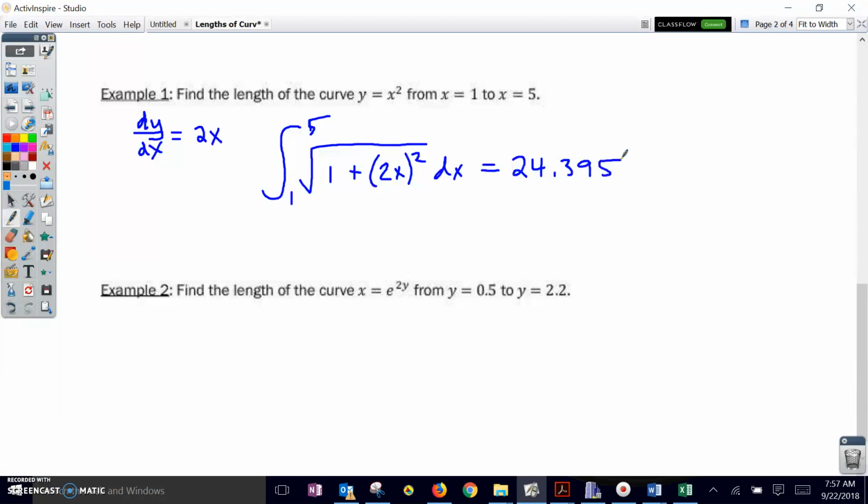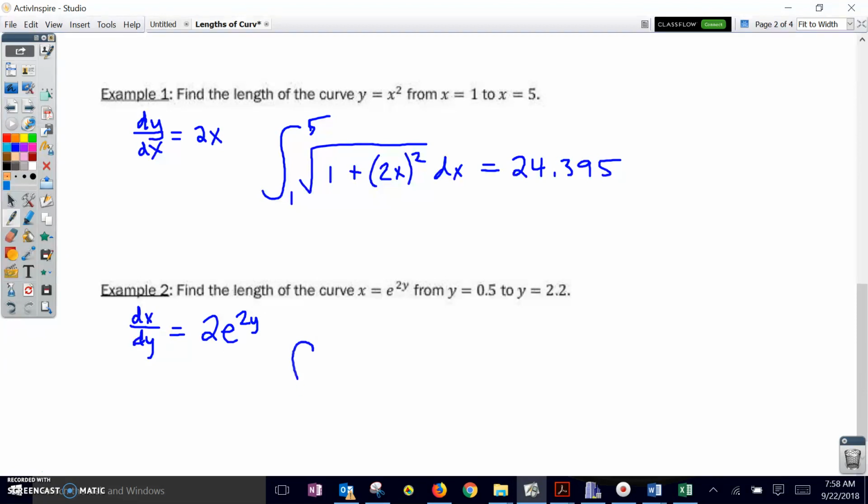Easy enough. Alright. Now in example 2 we have a curve where we have x as a function of y, and we have y coordinates for the endpoints here. So in this case, instead of using the square root of 1 plus dy dx squared as our integrand, we're going to write our integrand in terms of y, and it's going to be the square root of 1 plus dx dy quantity squared with respect to y. So here we find dx dy, and dx dy is going to be 2e to the 2y.